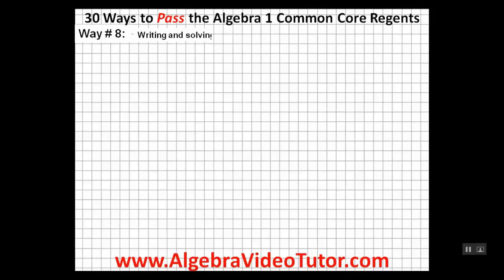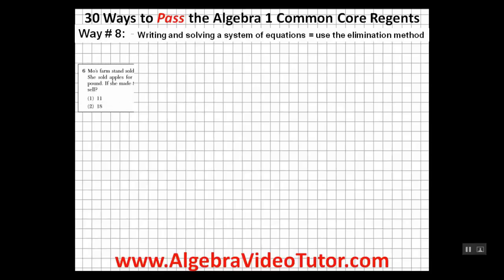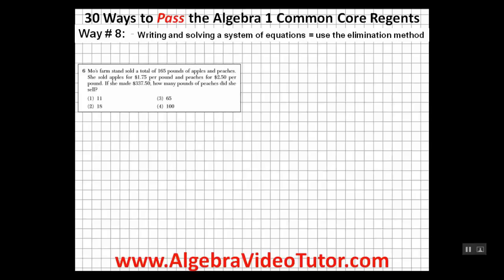When writing and solving a system of equations, you may want to use the elimination method. Let's see how this works using the following question from the June 2015 Algebra 1 Regents. First, you want to identify your variables, so if Moe's farm stand sold a total of 165 pounds of apples and peaches, we'll let A equal apples and we'll let P equal peaches so that A plus P equals 165.